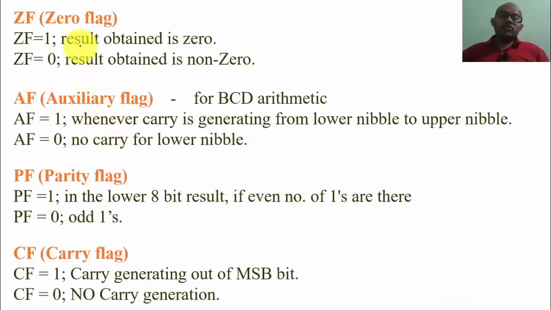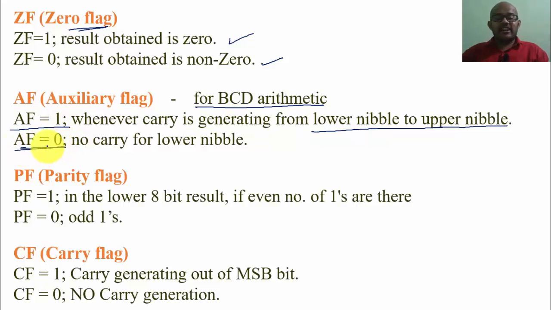Now, if I am talking about the zero flag, when will this zero flag get affected? Whenever you perform arithmetic and logical operations, when the result is 0, at that time the zero flag will be set to 1. If the result is non-zero, then the zero flag will be 0. If I am talking about the auxiliary flag, this is for BCD arithmetic operations. Whenever there is a carry generated from the lower nibble to the upper nibble, at that time the auxiliary flag will be set to 1, else it is reset.